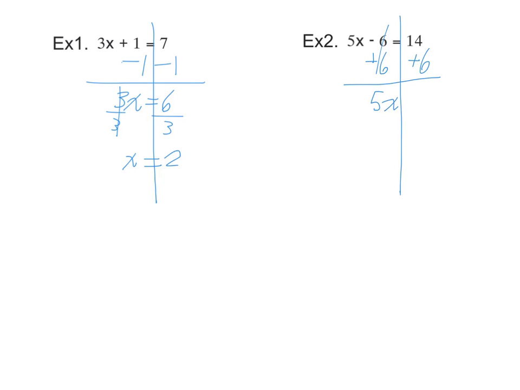That leaves me with 5x is equal to 20. As a last step, I want to undo the multiplication by 5. I'll do that by dividing by 5. 20 divided by 5 is 4.